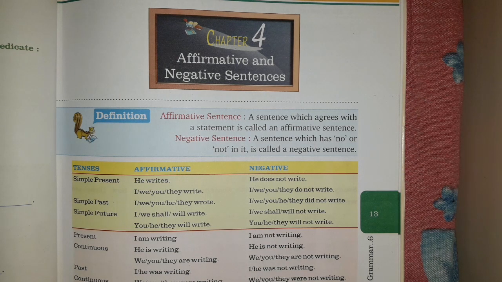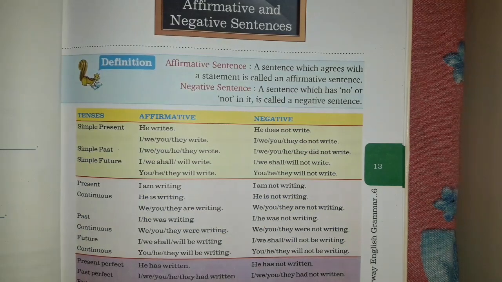And negative sentences are those sentences which have no or not in them. For example, I do not want a glass of milk. He does not like dancing. So whenever these words no or not come in a sentence, they are termed negative sentences.